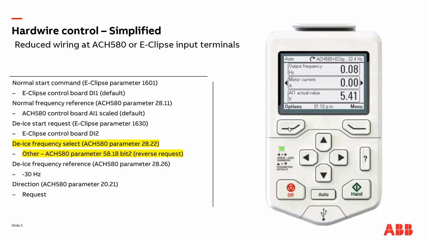And then, as I said in the previous slide, with this DI2 reverse request, start request I should say, on the bypass, I can initiate just a de-ice request without first starting in normal mode. So I'll just close DI2, and now I've directly issued a request for de-ice mode.